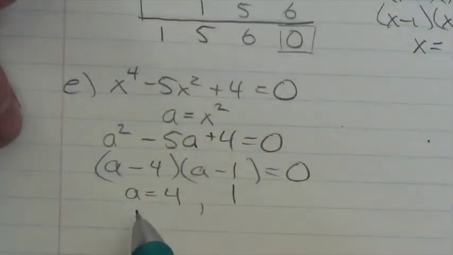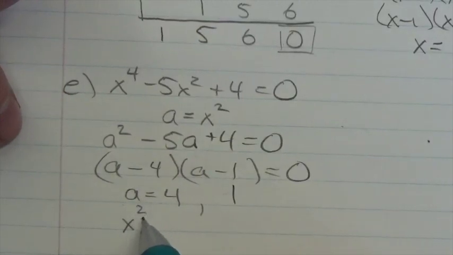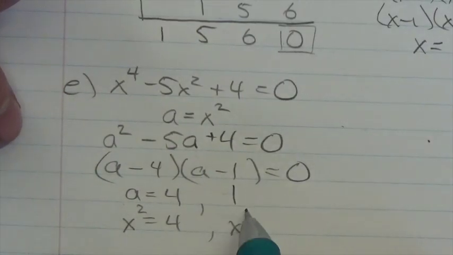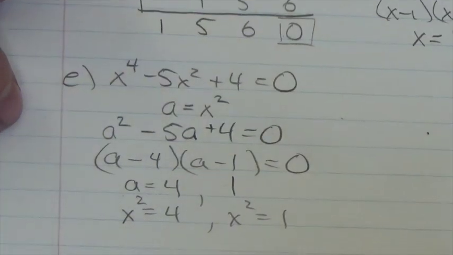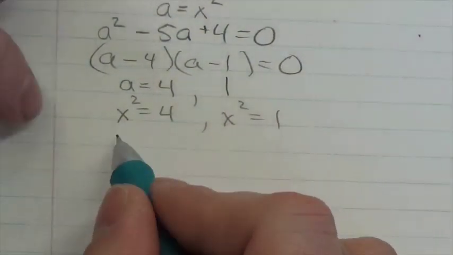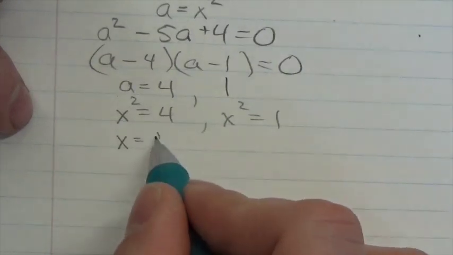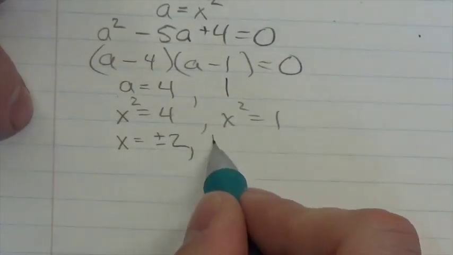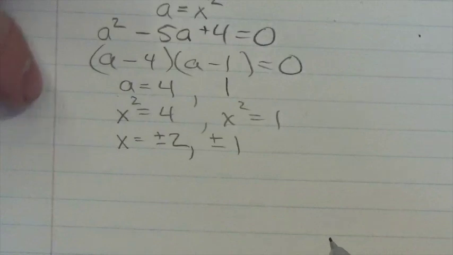And then what I can do now is say, okay, but this is actually x squared is equal to 4, or x squared is equal to 1. That's what I just found out here. And when I take the square root, I simply need to remember the positive or negative for both of those. So positive or negative 2, positive or negative 1.